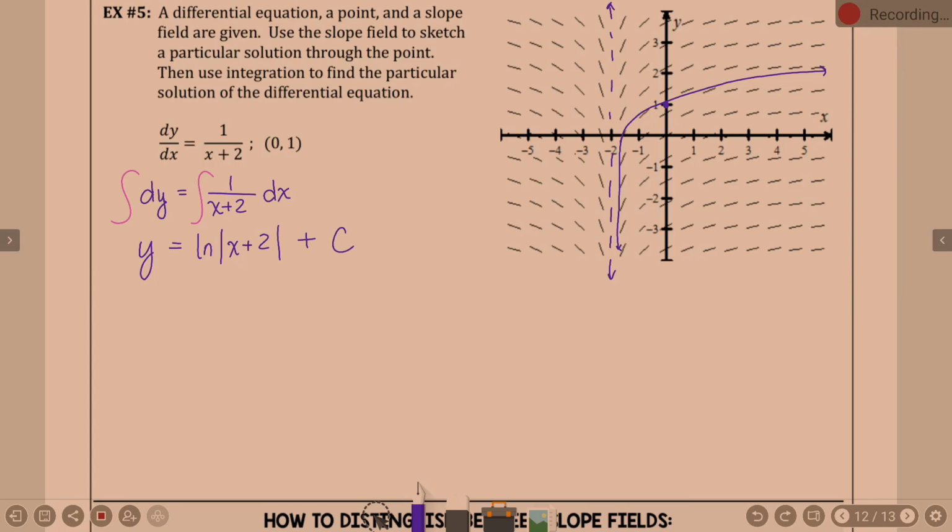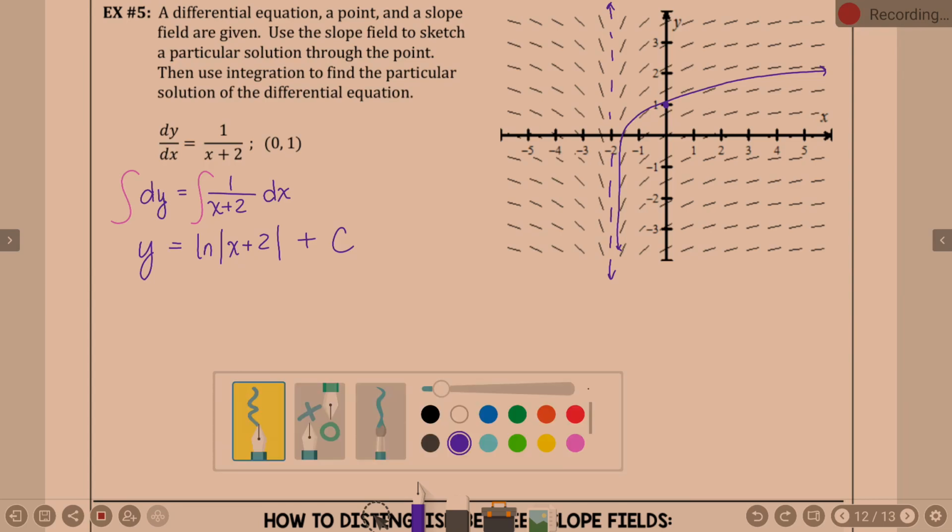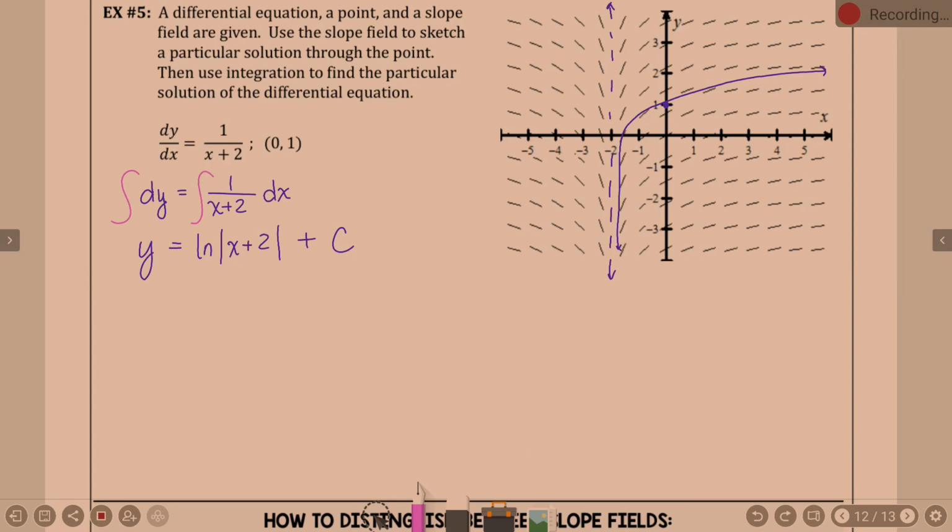Plus c. Now, it did ask us to find the particular solution. So we're not supposed to stop there. They gave us an ordered pair, yes? In an ordered pair, this is x, y. Plug those values in to find c. So 1 equals natural log of 0 plus 2 plus c.